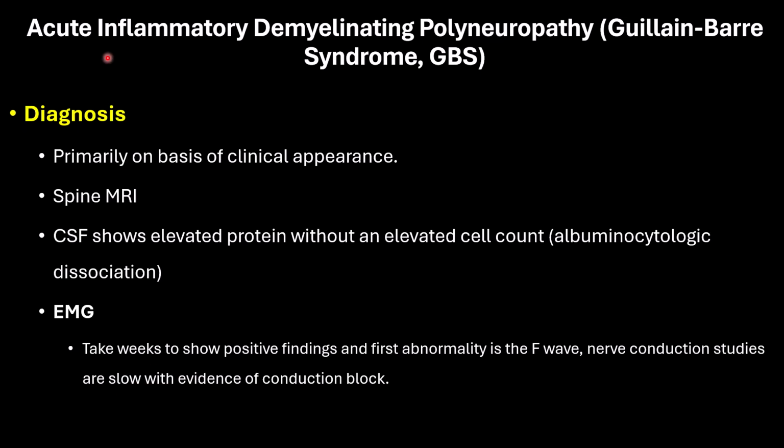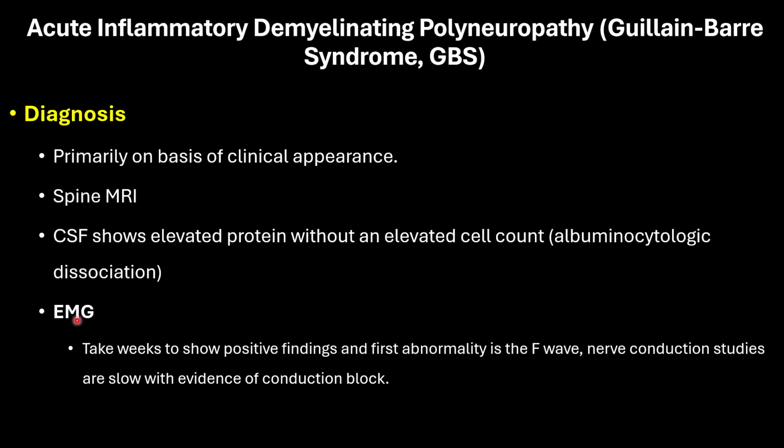Very important, very critical. Diagnosis of Guillain-Barré is a clinical diagnosis depending on the clinical appearance. Confirm the diagnosis with imaging study like spinal MRI, which will show the inflammation at the nerve root, and also a CSF study will show elevated protein without an elevated cell count. So that means that the white cell count will be normal, and this is known as albuminocytologic dissociation. EMG will take weeks to show the positive findings, and the first abnormality is F wave. This is high yield, commonly tested.